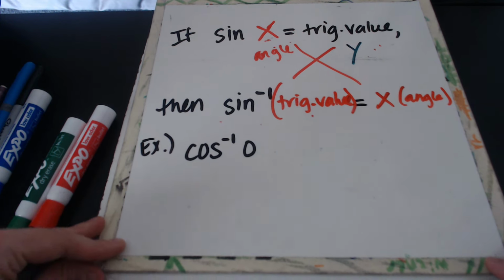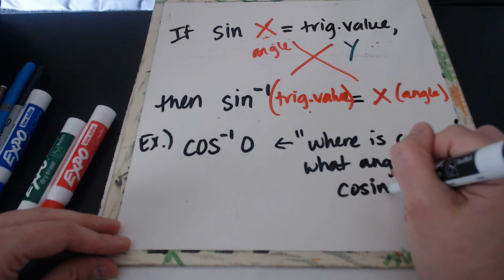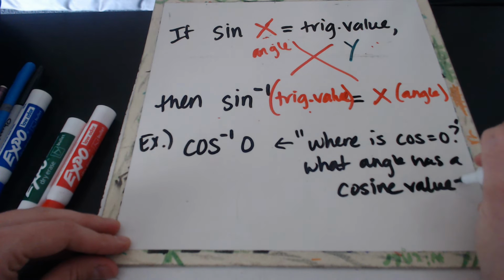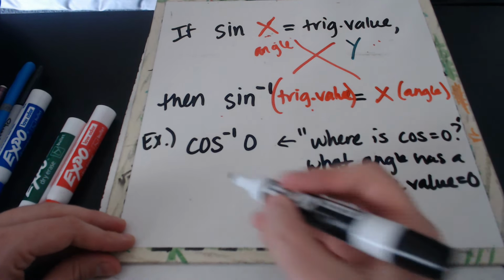Our first example would look something like this. Here's cosine inverse of 0. This is actually asking me, where is cosine equal to 0? Or what angle has a cosine value equal to 0? That's what I need to be thinking about. So cosine inverse equals 0. There's multiple angles where cosine is equal to 0. So here's what we have to be careful about.